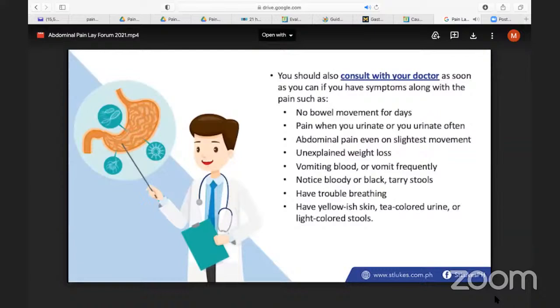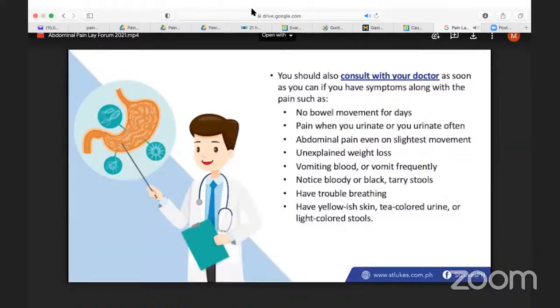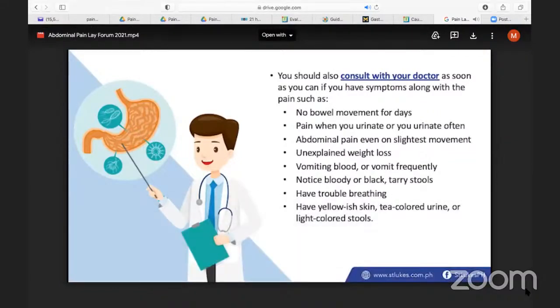Of course, these are just some of the more common complaints. The list goes on. But for the most part, if you are unsure of your current well-being, seek medical consult immediately.